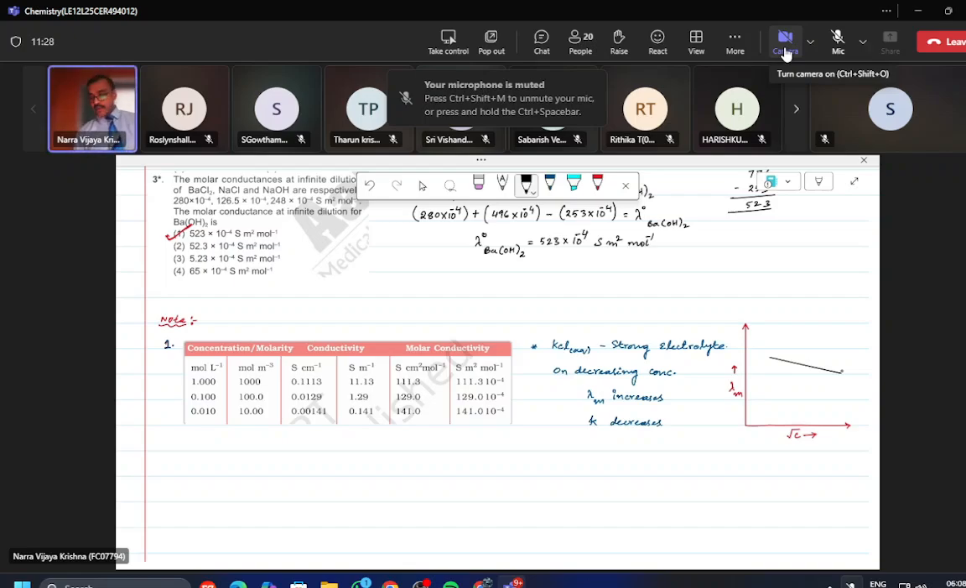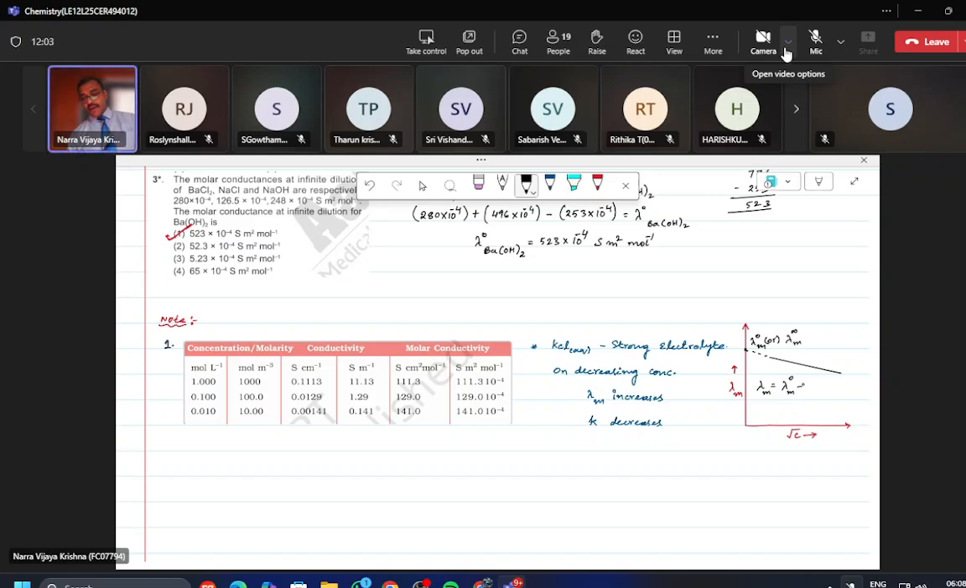Slope should be negative. If I extrapolate this, it will touch the y-axis, correct? What does this indicate? Limiting molar conductance, lambda m naught, or we write as lambda m infinity. So what is the relation between lambda m and root c? Lambda m is equal to lambda m naught minus (A plus B lambda m naught) root c.